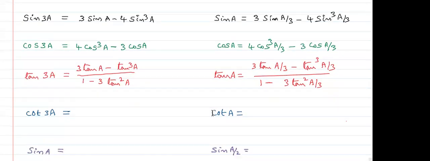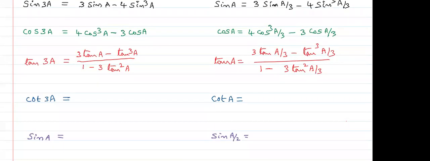Similarly, what is the cot 3a formula? Students, the cot 3a formula is 3 cot a minus cot cube a divided by 1 minus 3 cot square a.